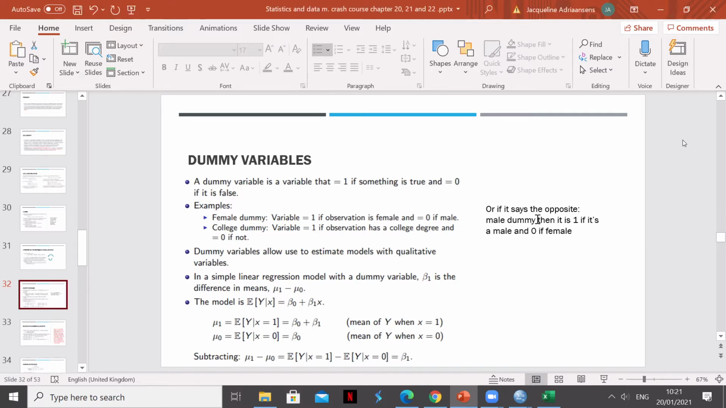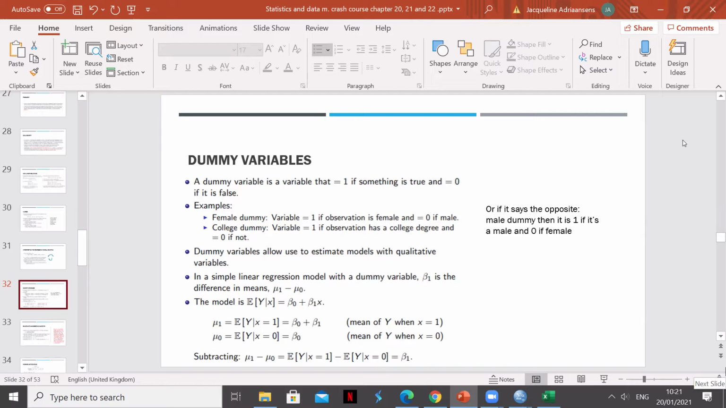And that's what I explain here as well. If you say it's a male dummy, then it's true. If it's a male, so it's 1. If it's a female, but you have the male dummy, then it's going to be 0 if it's a female. And you have to remember this very well.